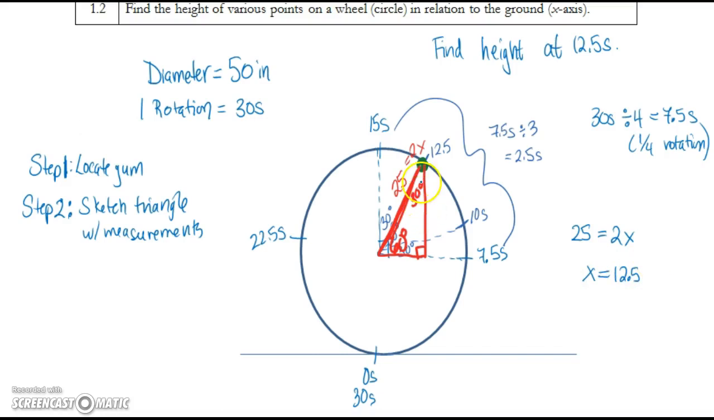Well, the x side in our triangle is across from the 30 degrees. So across from the 30, we're going to put an x, which is 12.5. And the side across from the 60 degrees is 12.5 times root 3, x root 3. So now we have the triangle with our measurements. And the final step in our process here is to find the height of the gum.